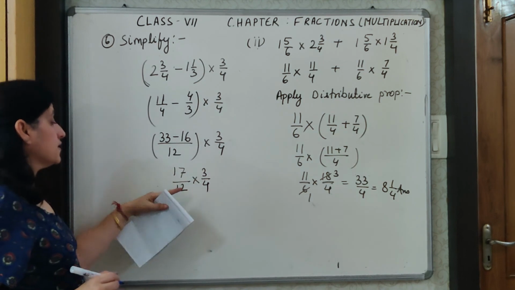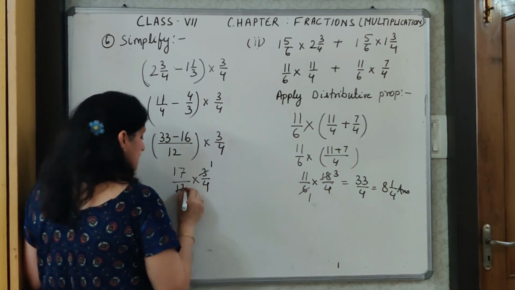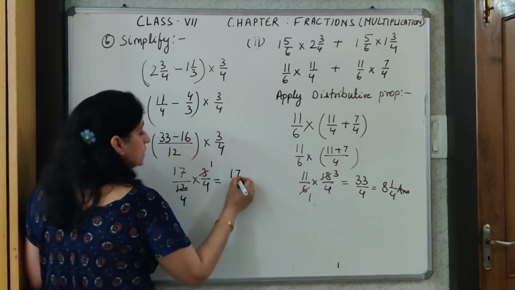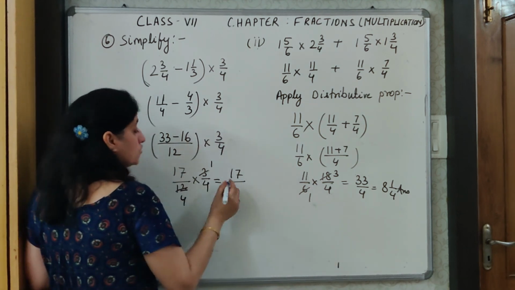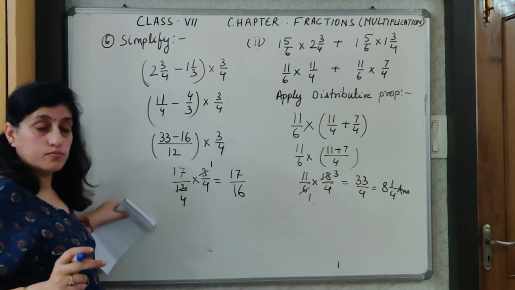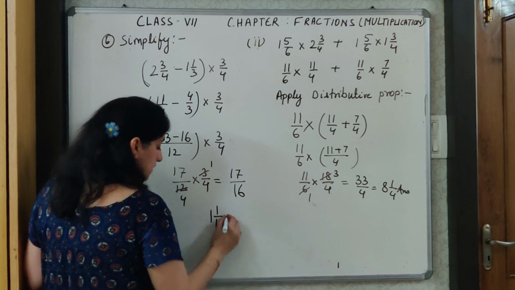I can see 3 and 12 are factors of each other. So 3 1s are 3, 3 4s are 12. Ultimately I get 17 into 1, 17 upon 4 into 4, 16. Converting this to a mixed fraction gives me 1 whole 1 upon 16.